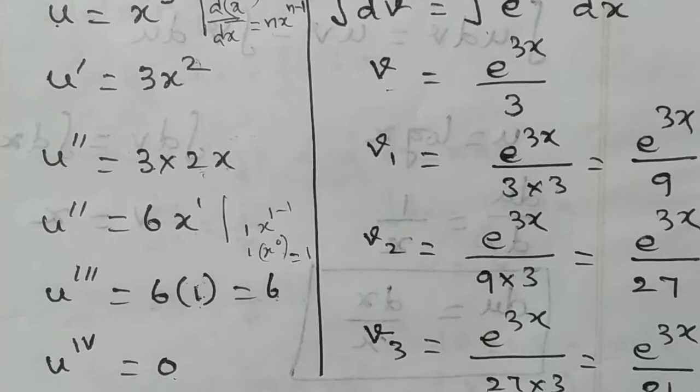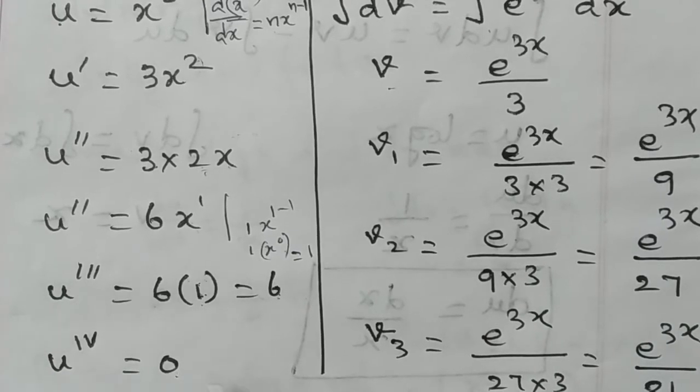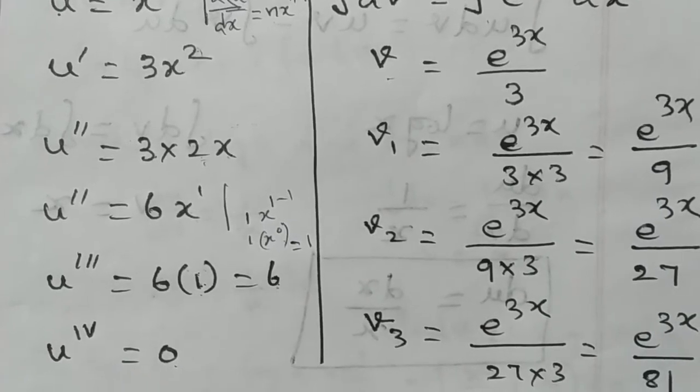So here u power 4 is 0. So no need to find out the value for v4.